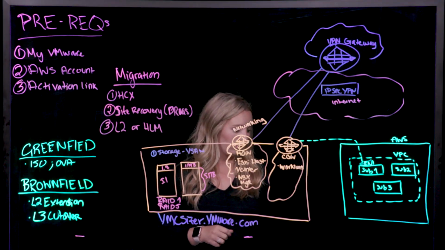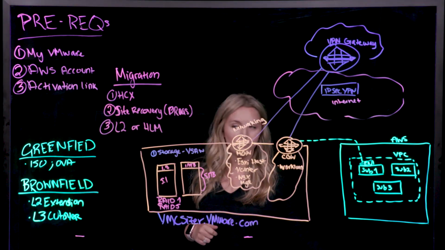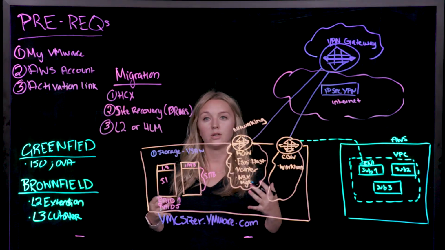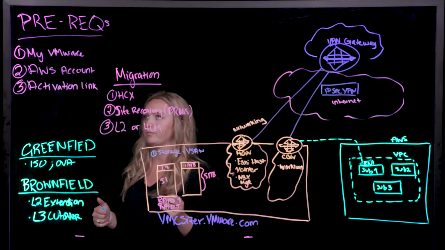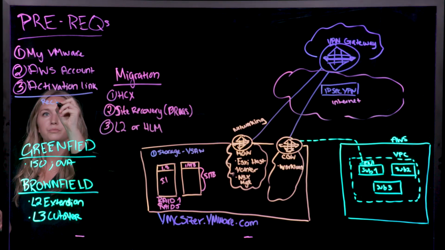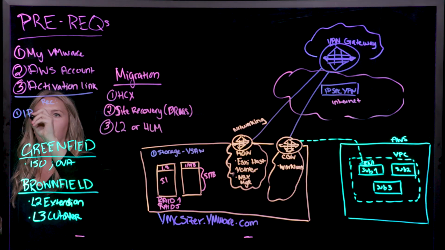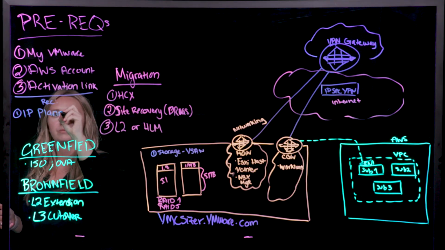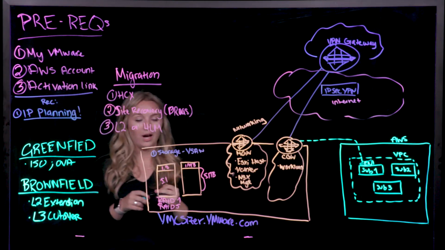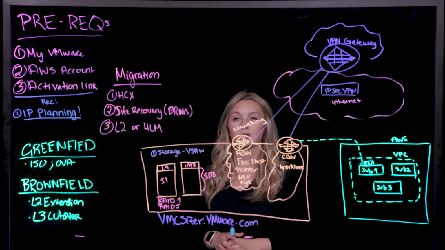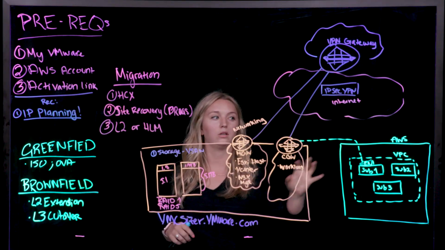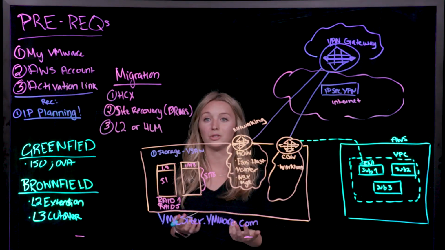Next, I just want to go through some recommendations that we have before you start deploying, because we often see customers getting caught on a few items. So under this, I'll just put recommended. Number one is going to be IP planning. IP planning is really important because if you have any overlapping IPs in any of these environments, it can cause a lot of issues.